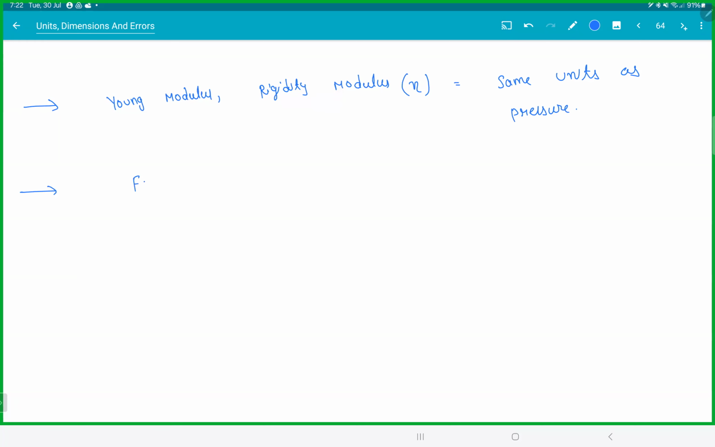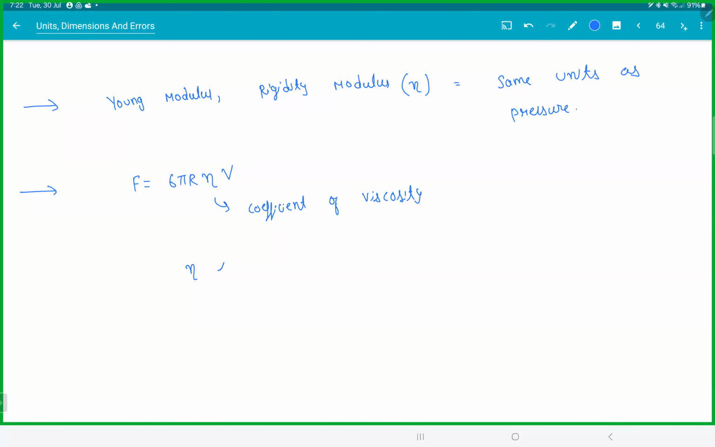And we know F is equal to 6 pi r eta V. This eta is the coefficient of viscosity. You will need these two things. There are two questions based on this part of it, so you will need them.